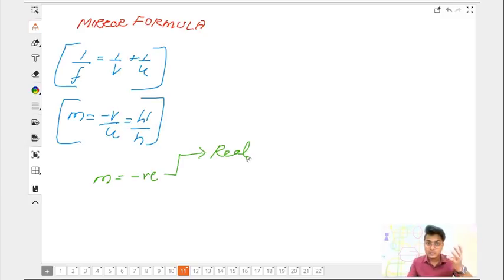Magnification, when it comes out to be negative, it must be a real image. Now you must be thinking, sir, how is this possible? How can you say that? Let me prove it to you. The formula for magnification, as you guys know, I'll write it down here. M is equal to, you can take any formula, let me take h dash by h.